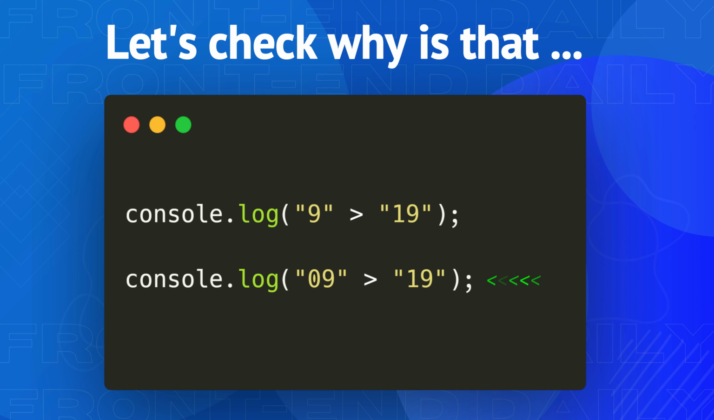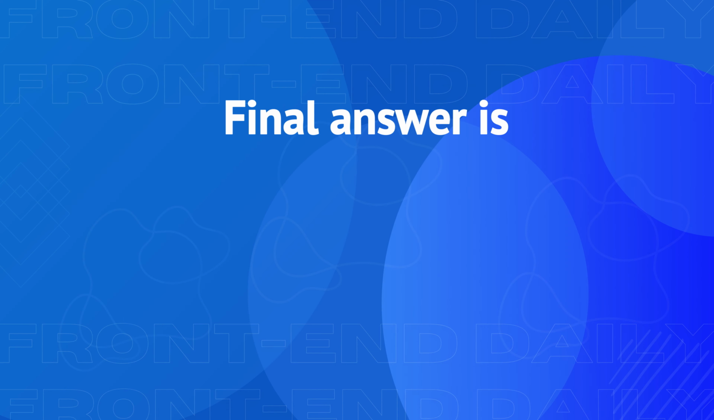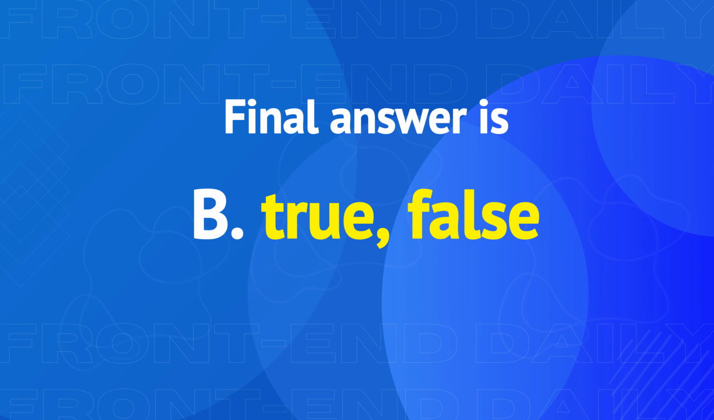Console log 9 greater than 19. Here, JavaScript compares 9 with 19 lexicographically. 0 comes before 1 in lexicographic order. So 9 greater than 19 evaluates to false. Therefore, the result is true, false. So the final answer is B, true and false.